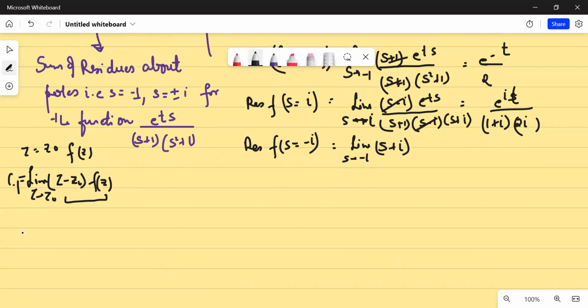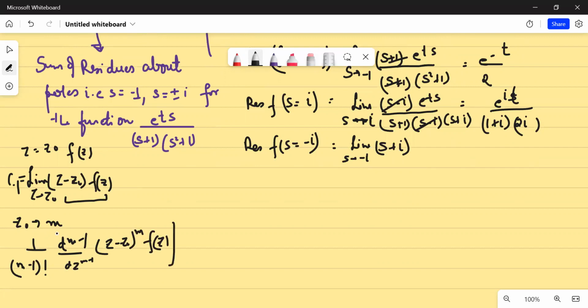And how do you get it for multiple poles? Let us say that z naught is a pole of order m. Then the residue is equal to 1 upon (m minus 1) factorial, d^(m minus 1) upon dz^(m minus 1) of (z minus z naught) raised to power m times f(z), and this whole thing has to be evaluated at z equal to z naught. This is how you get the residue of the function f(z) at z equal to z naught, where z naught is a pole of order m.